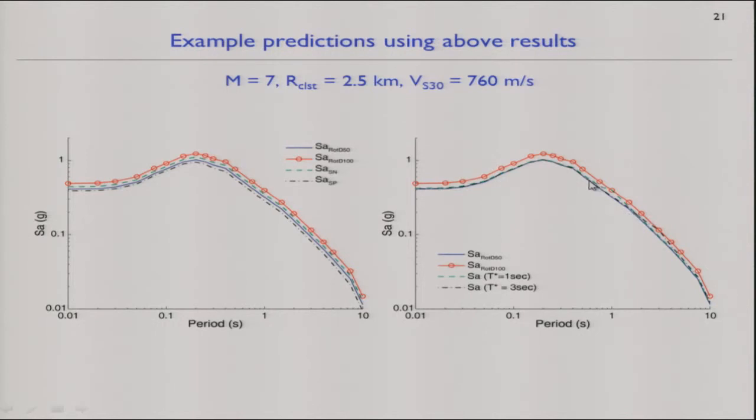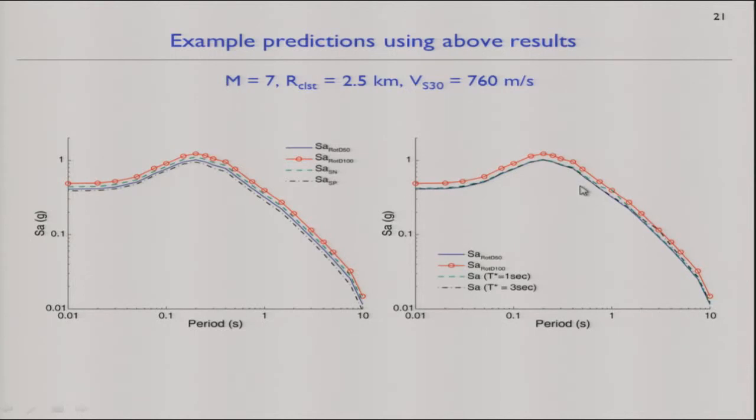And then over on the right, we've kept the RotD50 and RotD100 response spectra the same. It's a little hard to see because of the overlap, but we have also plotted the response spectrum in the orientation of the 1 second RotD100 value or the 3 second RotD100 value. So at either 1 second or at 3 seconds, these spectra are equal to the RotD100 spectrum, but they come back down at other periods heading towards the RotD50.